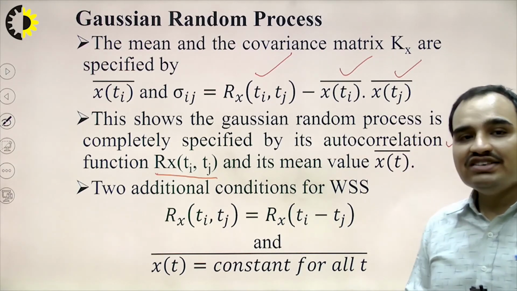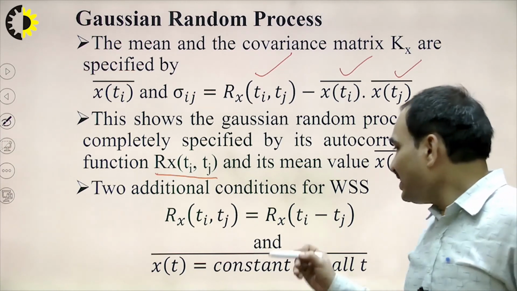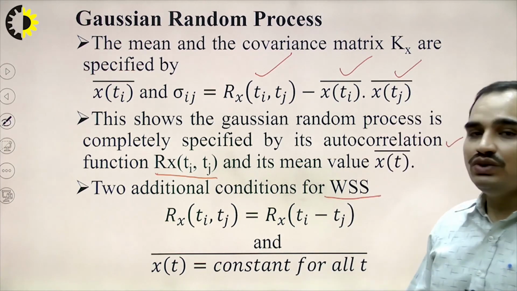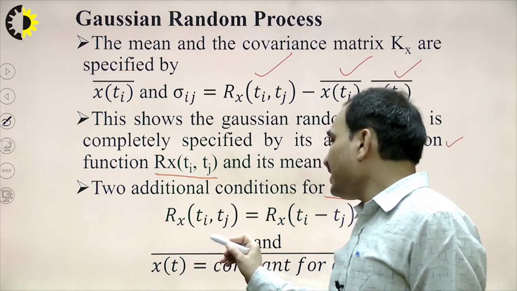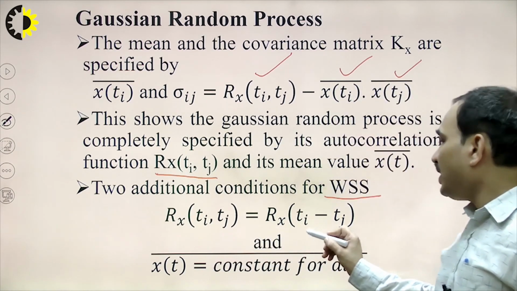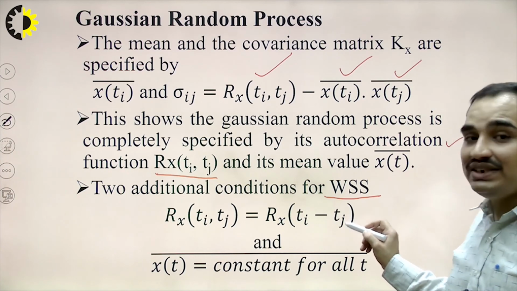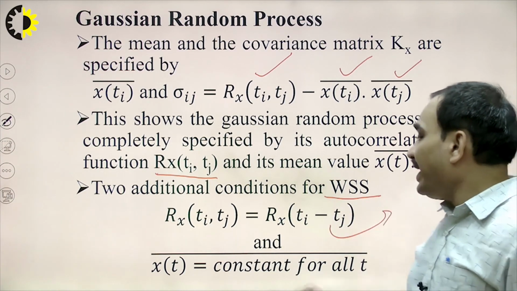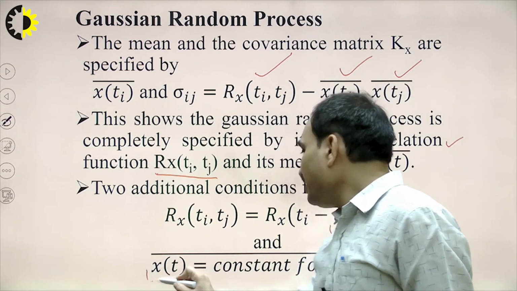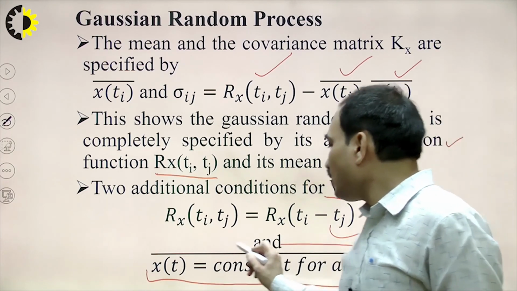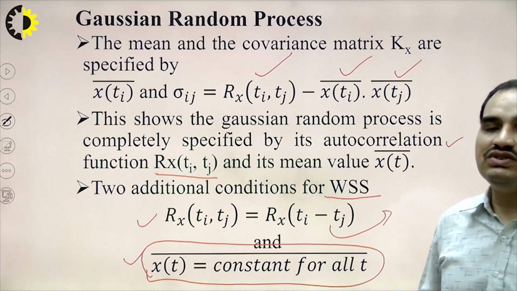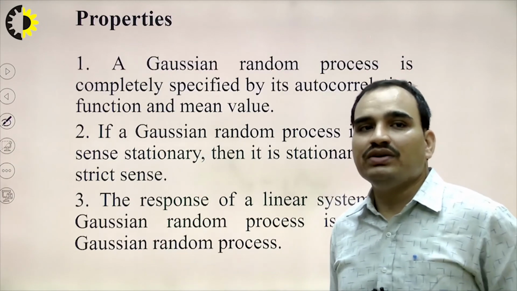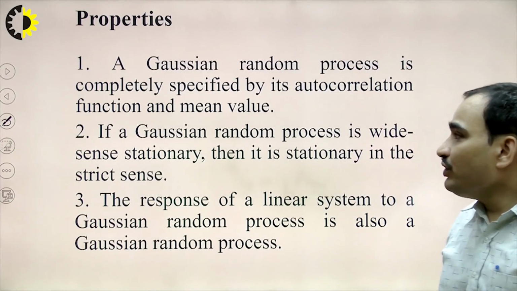There are two conditions for a wide sense stationary process, which we have discussed in our previous lecture as well: Rx(ti, tj) equals Rx(ti minus tj), that is a function of the time difference, and the mean should be constant for all t. So these are the two conditions of a wide sense stationary random process. So what are the properties of the Gaussian random process?